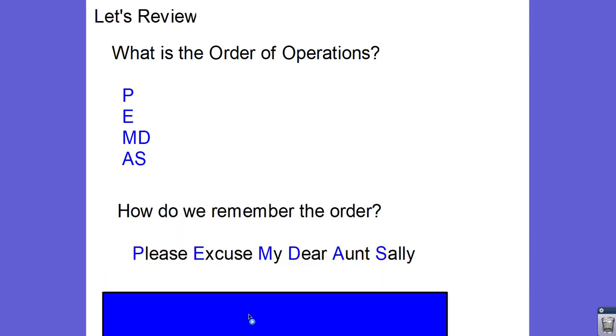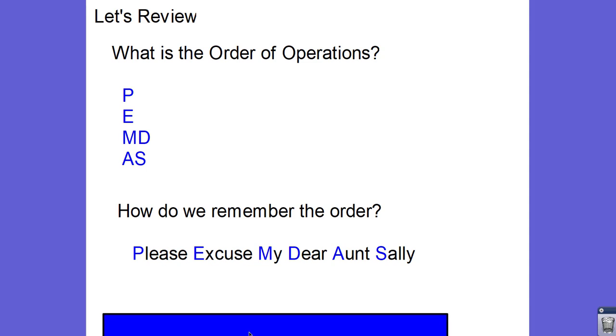PEMDAS, which stands for Please Excuse My Dear Aunt Sally. The P stands for parentheses, the E stands for exponents, the MD stands for multiply, divide, and the AS stands for add, subtract. We work these problems till we're blue in the face, but it's one of those things you have to understand in order to evaluate expressions.